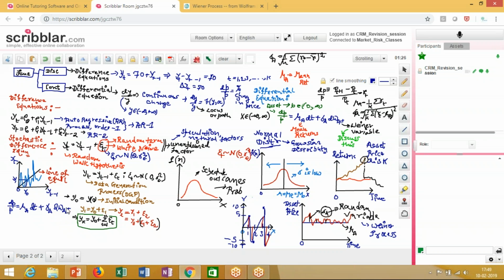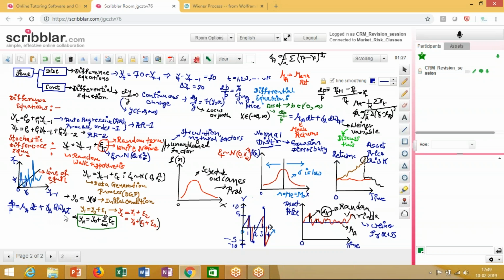dW t, right? So it says that the percentage change in price is impacted by the mean returns from the asset, mu A dt, which is the change in time, plus sigma A. Sigma A is the volatility. Now I am saying that the movement in price is not only impacted by returns, but it is also impacted by volatility, right? Because when an investor is investing into an asset, he not only looks into the mean returns, but he also looks into the sigma. He also looks into the volatility of the asset. That is dW t.